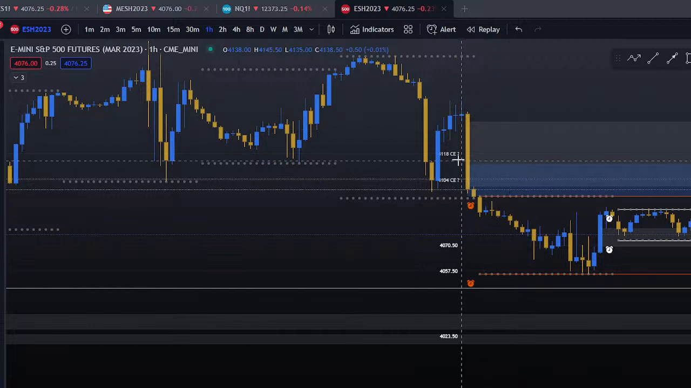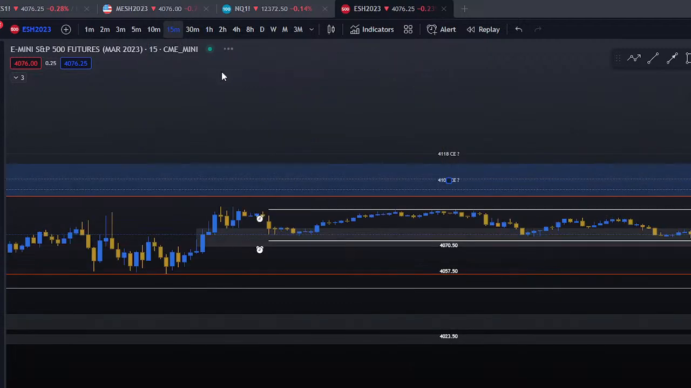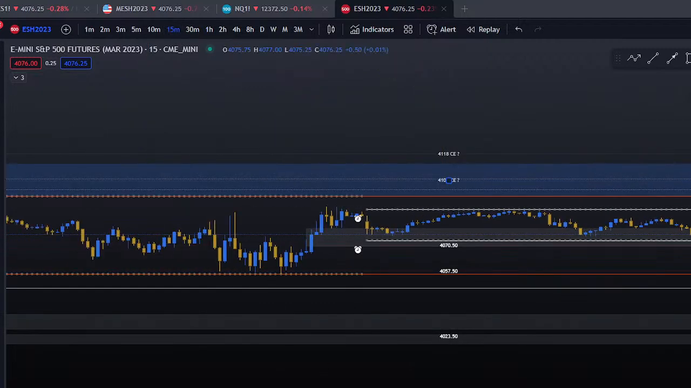You got this big hour gap. We got this level right here, 41.18, consequent encroachment level. We also have the 41. What is it? 41.01. What's that? Is that?